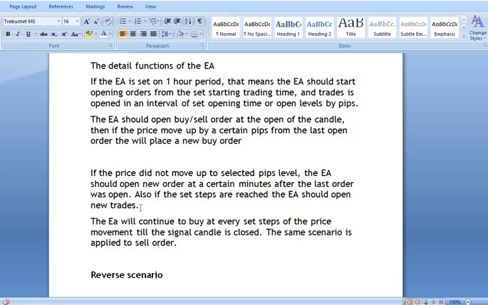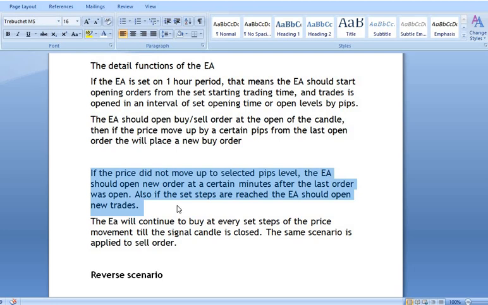Now, let me explain this area. What I mean here, for instance, the steps is 10 pips each, but within this period, you couldn't reach up to 10 pips. Let's say I am on a 1 hour period, and the market at the time of opening moves up to 8 pips, but it did not get to 10 pips.